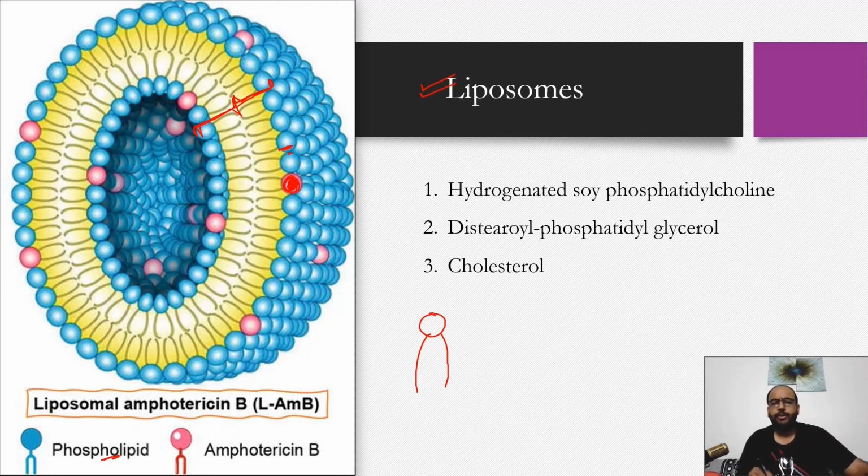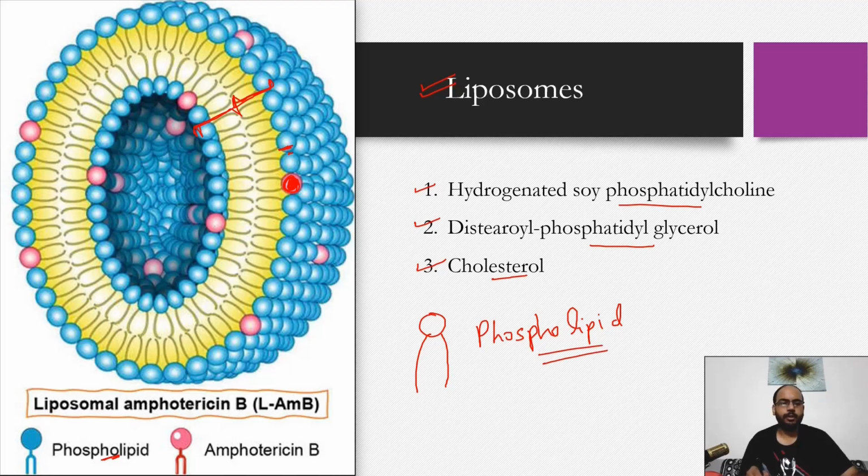So we will not go into much structure of liposomes, but there are three major constituents of a liposome. We have the hydrogenated soy phosphatidylcholine, we have phosphatidylglycerol and cholesterol. We need not worry about the structure. Just remember that this is a phospholipid. That means an amalgamation of a lipid molecule with a phospho moiety. Okay, let's move forward.